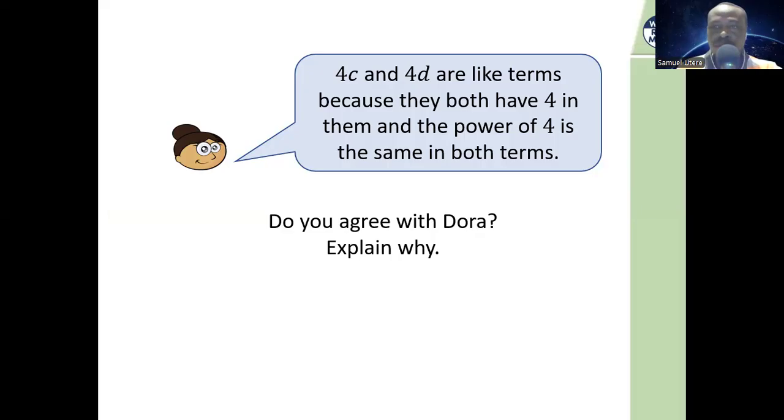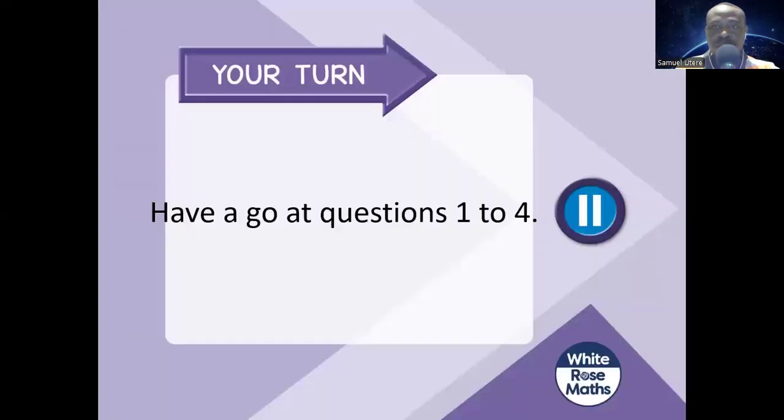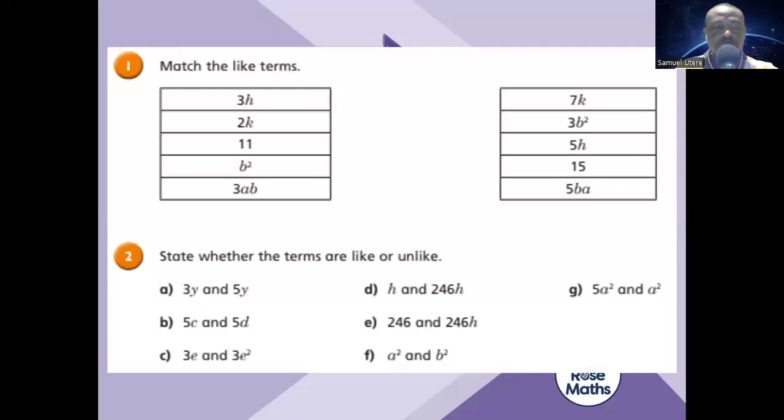Okay. What we've learned so far before you have a go at the questions is what like terms and unlike terms are. So you should know that like terms must have the same variable and the same powers. And you've also learned that if you just have numbers, numbers are like terms because we call them constants. All right, pause the video and have a go at these questions for about 3 minutes.